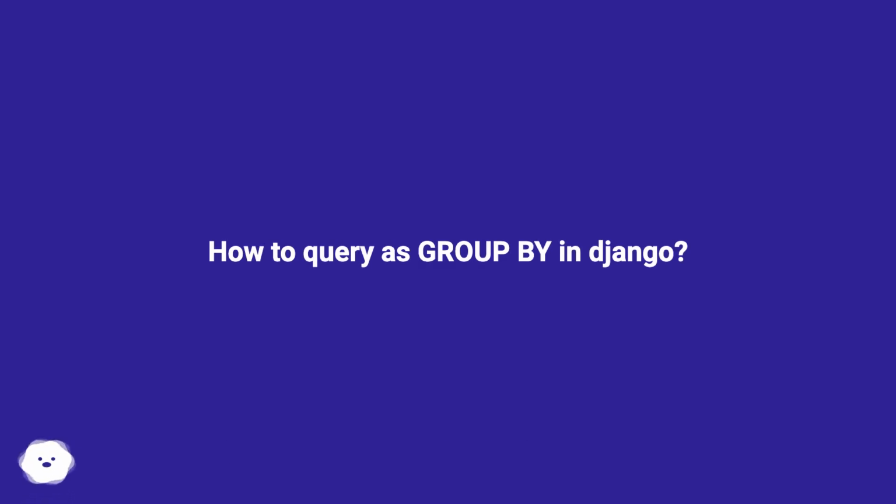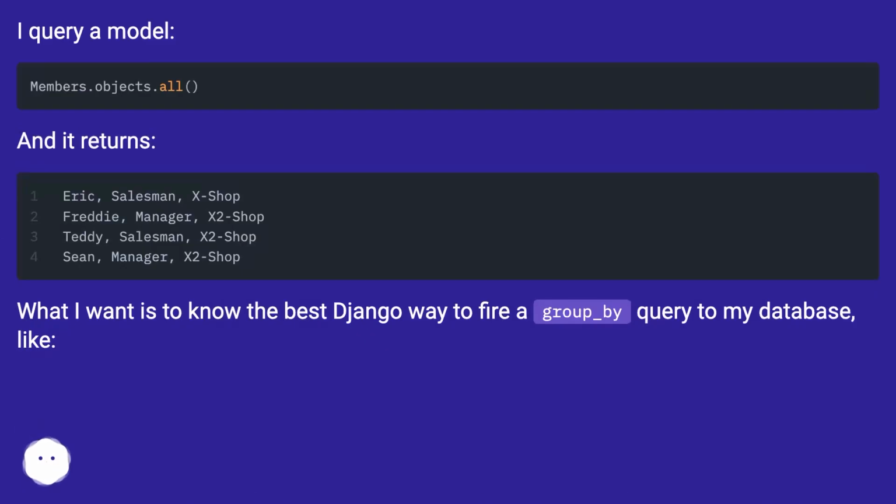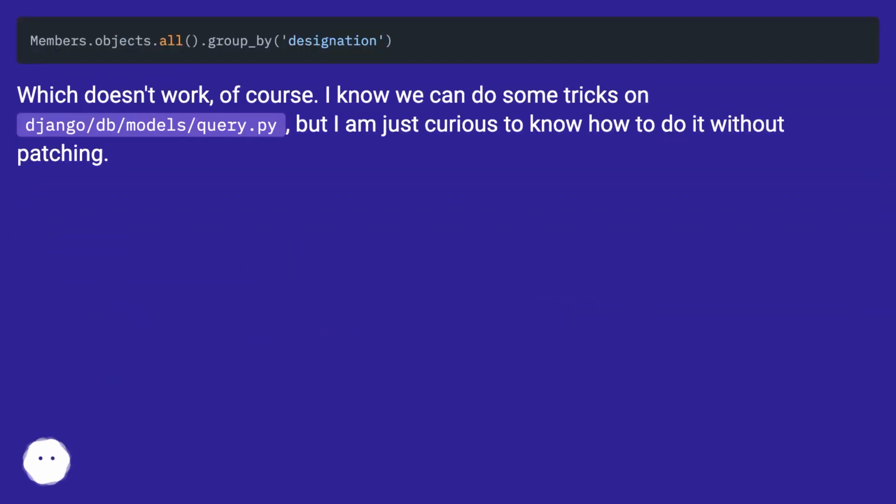How to query a group by in Django. I query a model, and it returns. What I want is to know the best Django way to fire a group_by query to my database, like. Which doesn't work, of course.